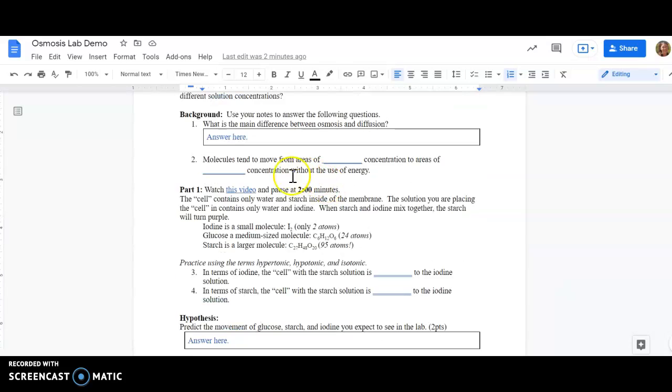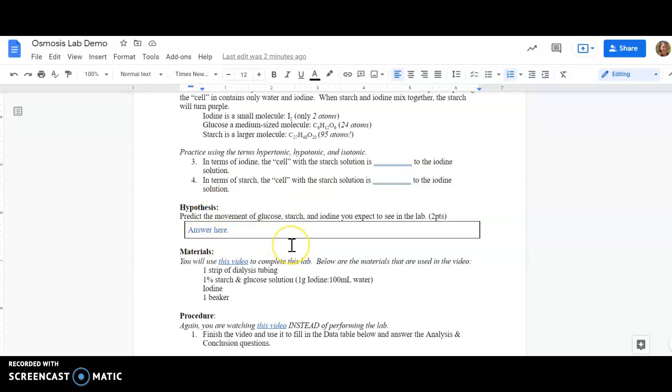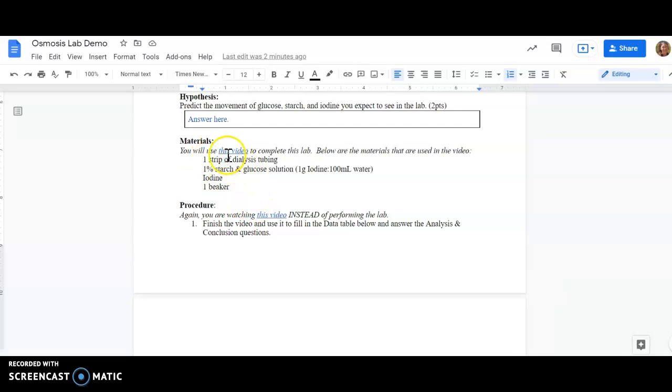All right, after you've watched the 2 minutes of that video, you're going to write your hypothesis. So what do you predict is going to move? And then these are the materials they used in there, so you have that in reference. This is the same video, just another link in case you lost it somehow. And you can use this material to help you write your hypothesis.